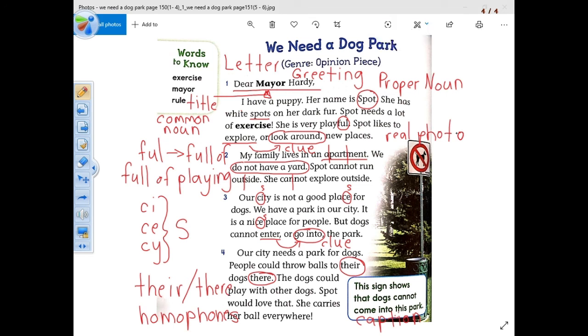Good work, everyone. Make sure you read and pay attention to the way you pronounce the words and to the expressions and the way you read. Keep it up, guys.